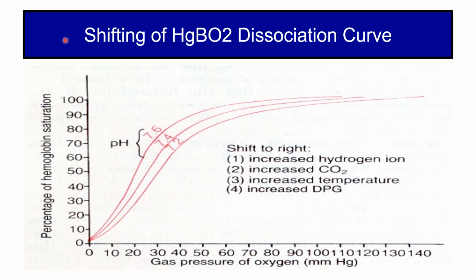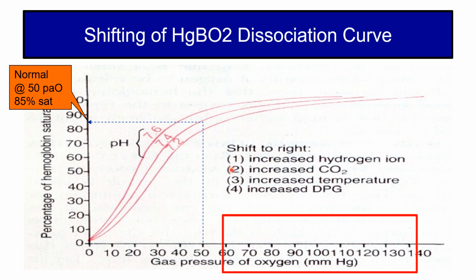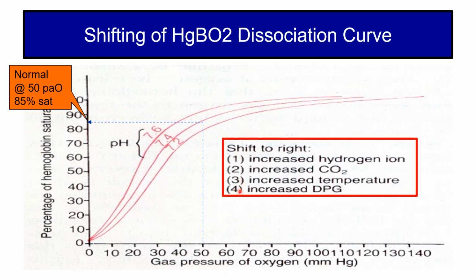So let us now discuss the shifting of the hemoglobin O2 dissociation curve. This is the normal position of the hemoglobin O2 dissociation curve. It may shift to the right or shift to the left. At a normal position, at an O2 tension of 50, the hemoglobin is 85% saturated. An increase in hydrogen, carbon dioxide, temperature or 2,3-DPG is going to shift the curve to the right.